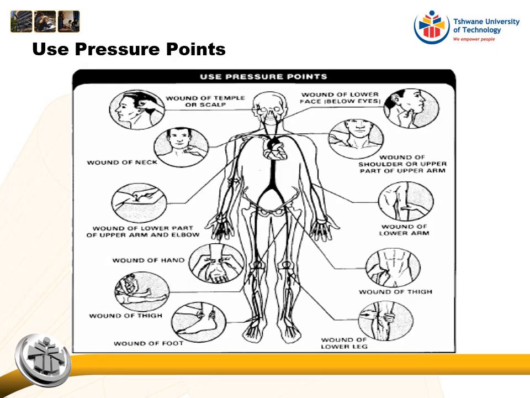Okay, this picture here shows us the different pressure points where we can apply pressure at the different types of wounds. So you look at the position of the wound and then you check where you can apply the pressure.